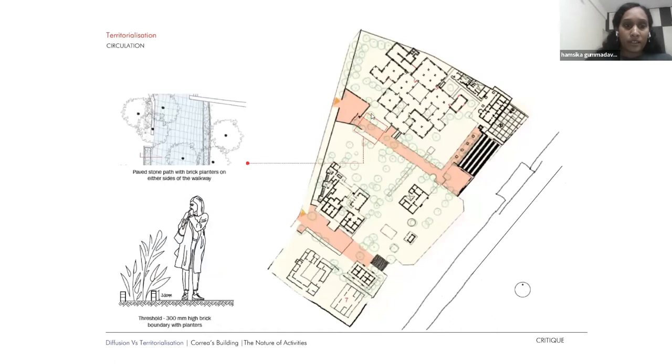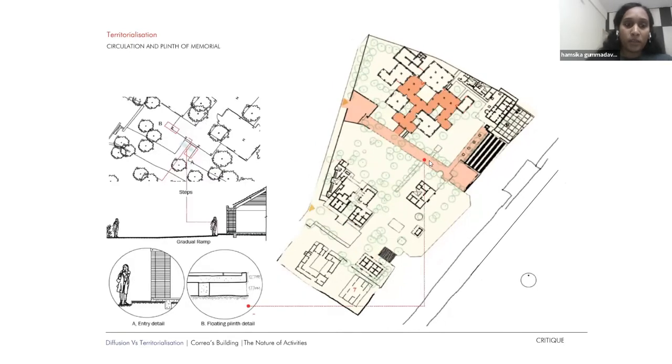Paved path and brick planters cut the site almost into two halves, that is the Memorial Museum and the rest of the ashram. A unified plinth makes each of these spaces of the museum to be treated as an object to enter and go, rather than making a relationship with the built environment. And the floating plinth detail over here further accentuates the separation from its common ground.